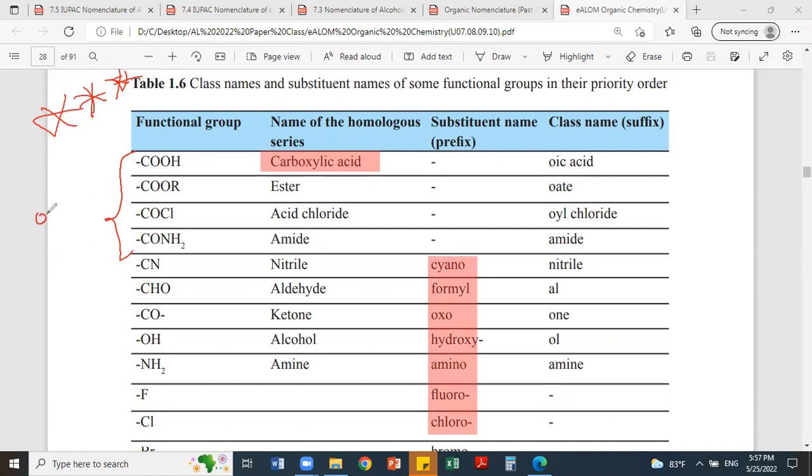So only one of these could be present in an organic compound, but the others could be present with any one of these. So all these are derivatives of carboxylic acid. What are these called? Except COOH, the others are called derivatives of carboxylic acid.